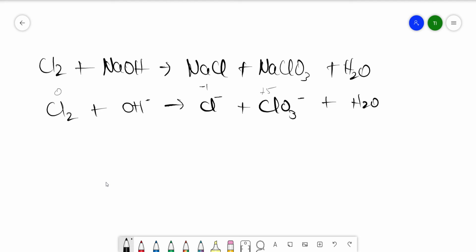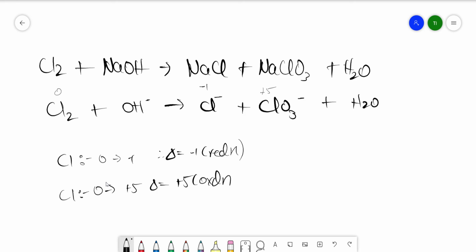This is a bit complicated, right? So in this case, chlorine undergoes both oxidation and reduction, a disproportionation reaction. So it changes from 0 to negative 1. Therefore, change is equal to minus 1, reduction. And then it also changes from 0 to plus 5. Change is equal to plus 5, oxidation. Right? So 5 Cl, 5 minus 1. So minus 1 times Cl, minus 5 times Cl.